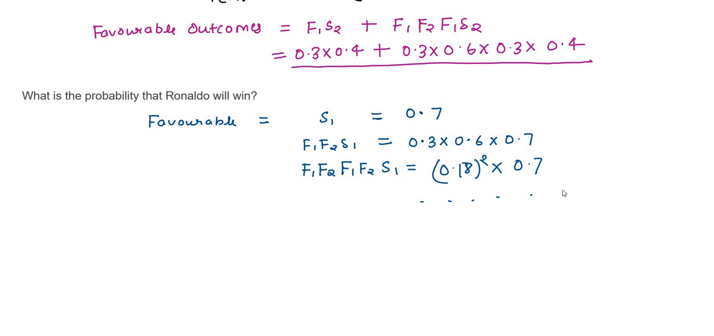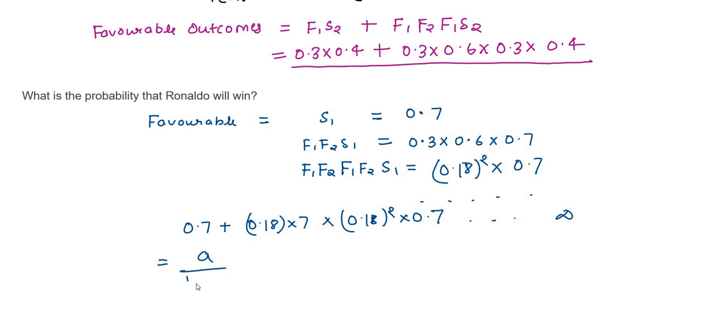So this results in our geometric progression, which is 0.7 plus 0.18 into 0.7, and so on to infinity. And this is given by A over 1 minus R. A is here 0.7 and R is 0.18, so 0.7 over 1 minus 0.18. So this is the probability that Ronaldo wins.